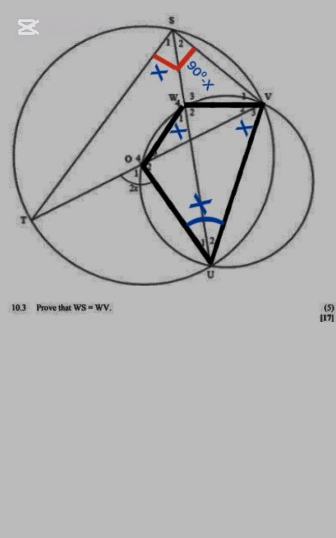Let's go and ace the next question. 10.3. Prove that WS is equal to WV. Let's highlight that on a diagram. WS, WV. Okay, we are done.